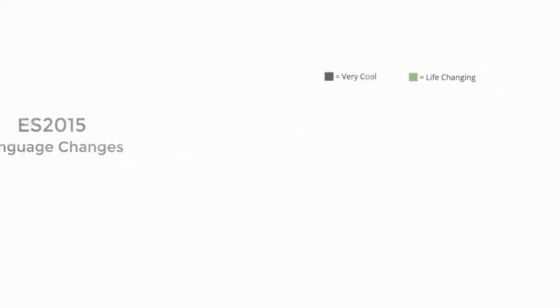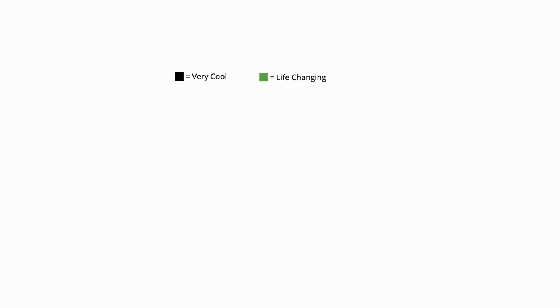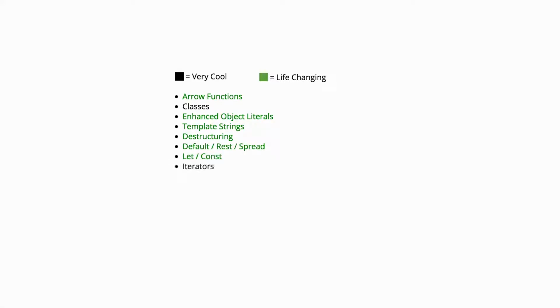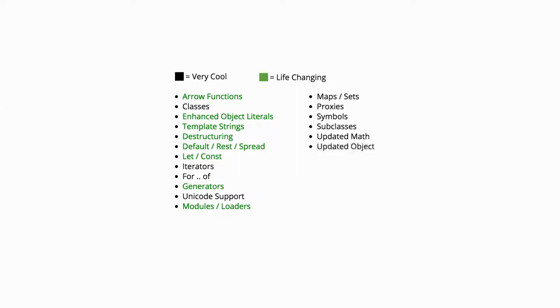Now we're going to get a little bit nerdy in the weeds, so put on your coding hat and try to follow, but we're going to talk about some of these language level changes. What was in ECMAScript 6? We had arrow functions, classes, enhanced object literals, template strings, destructuring, default, rest, spread, let, const, iterators, for...of, generators, Unicode, module loaders, map, set, proxies, symbols, subclasses, updated math, updated object, updated string, binary, promises, reflection APIs, and tail calls.